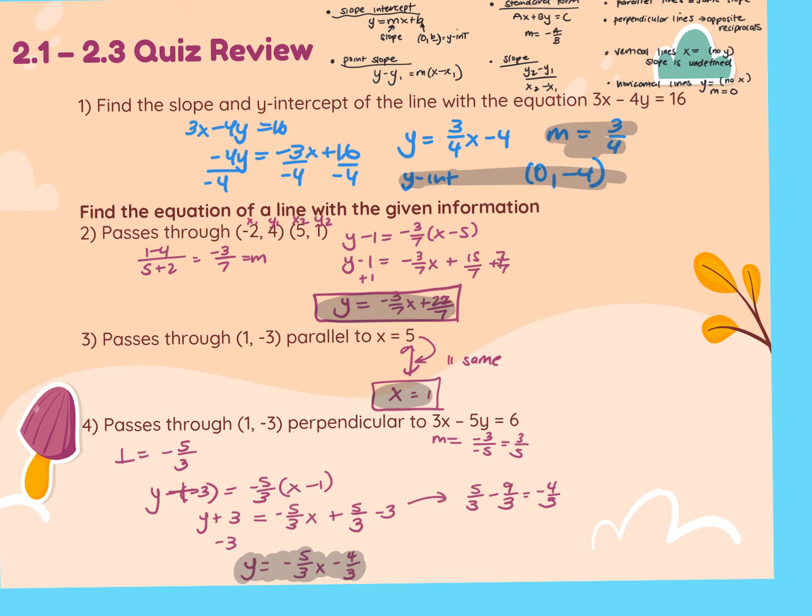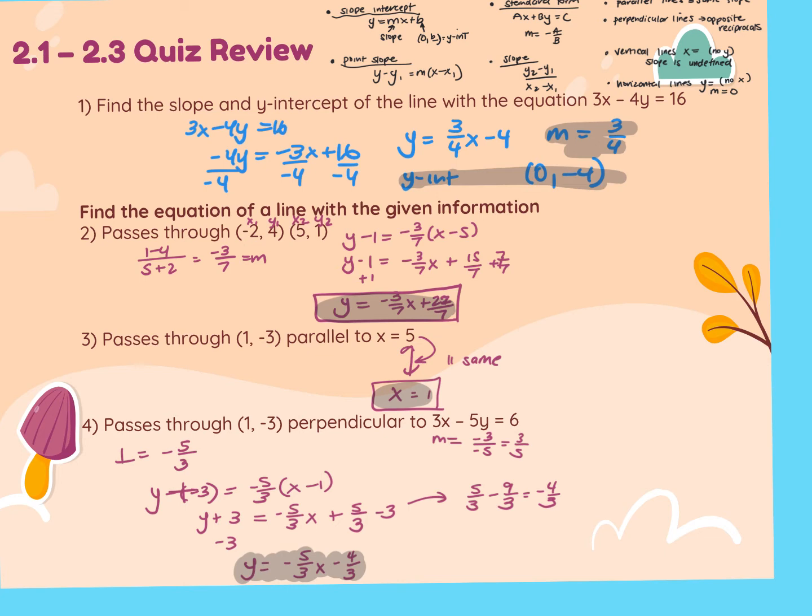And then you can take that slope with either point and plug it in. If there's a point that's all positive, I would recommend grabbing that because people make silly mistakes when they're subtracting a negative. But if you can't avoid it, you can't. You just grab whichever point. So I grabbed the second one, which was (5, 1). I made it y minus 1 equals -3/7 times x minus 5, distributed, combined like terms, and I get y equals -3/7 x plus 22/7.